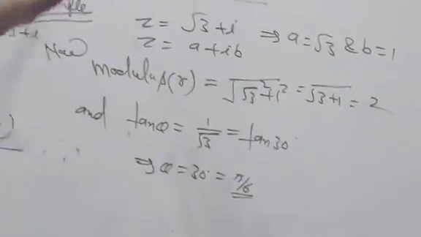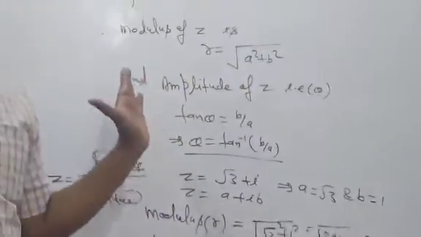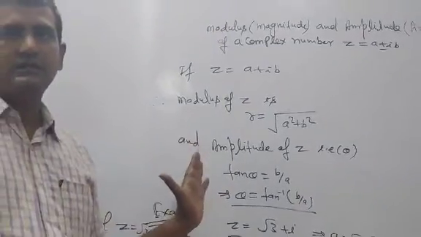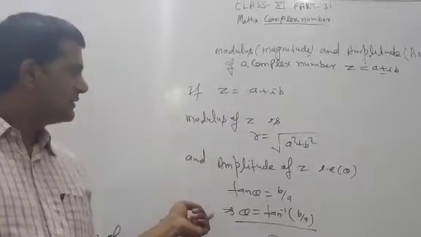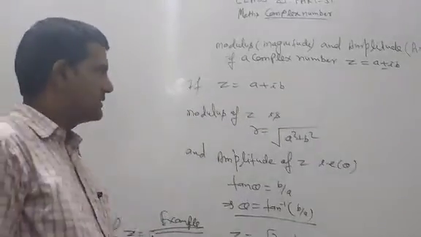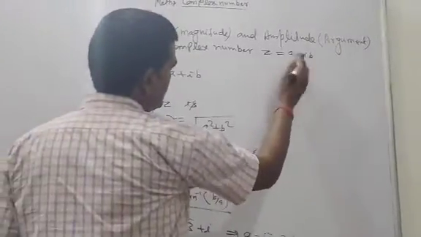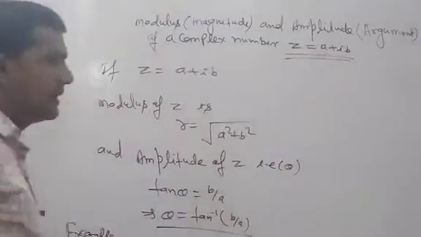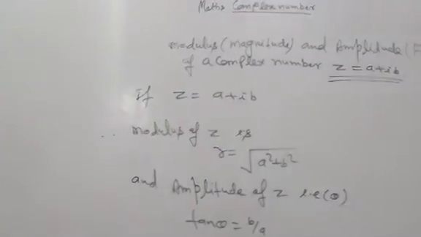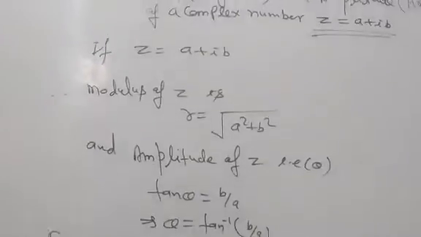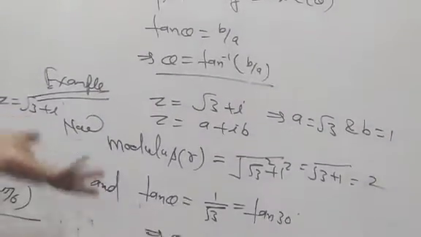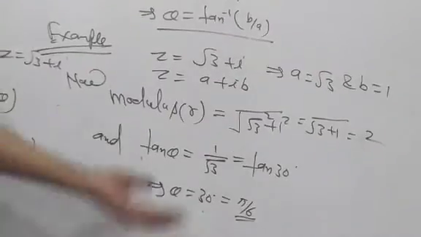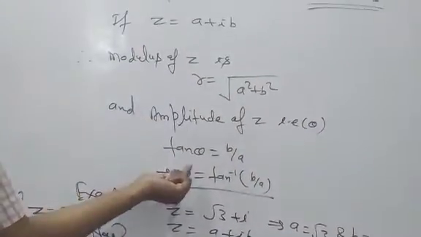Very simple. If any complex number is given, first of all we simplify and reduce it into a plus ib form. After that we find either the modulus, the amplitude or the polar form, in a simple way. Understood?